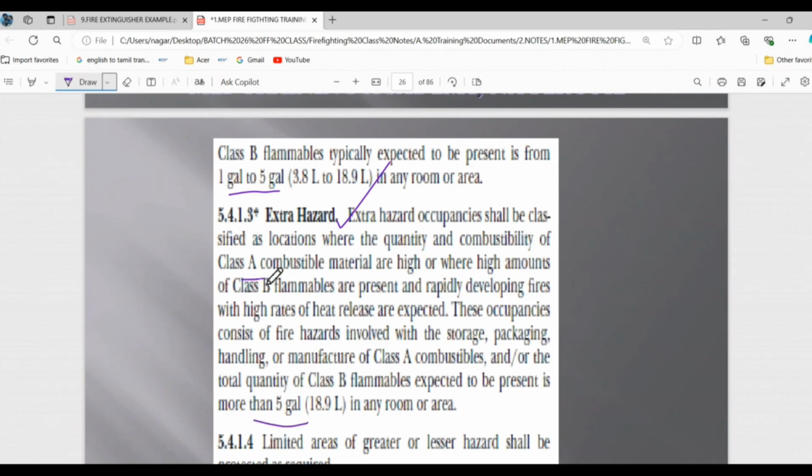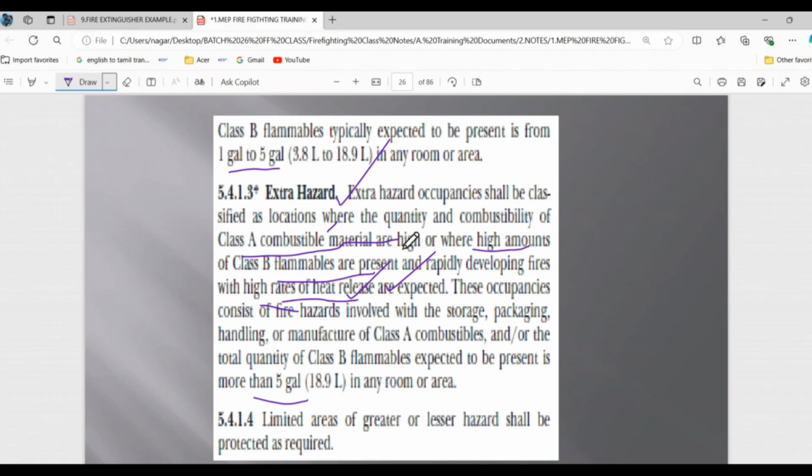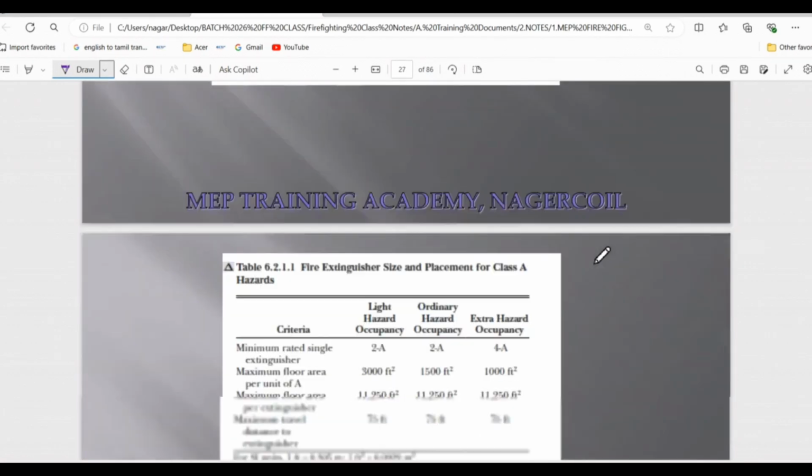And here class A combustible materials are high, where a high amount of class B combustible is also present. If fire happens, a high rate of heat release will come. So for class A and B, quantity and combustibility is high. So these three, light hazard, ordinary hazard, extra hazard, are the same as our sprinkler system, but here the concept is slightly different.